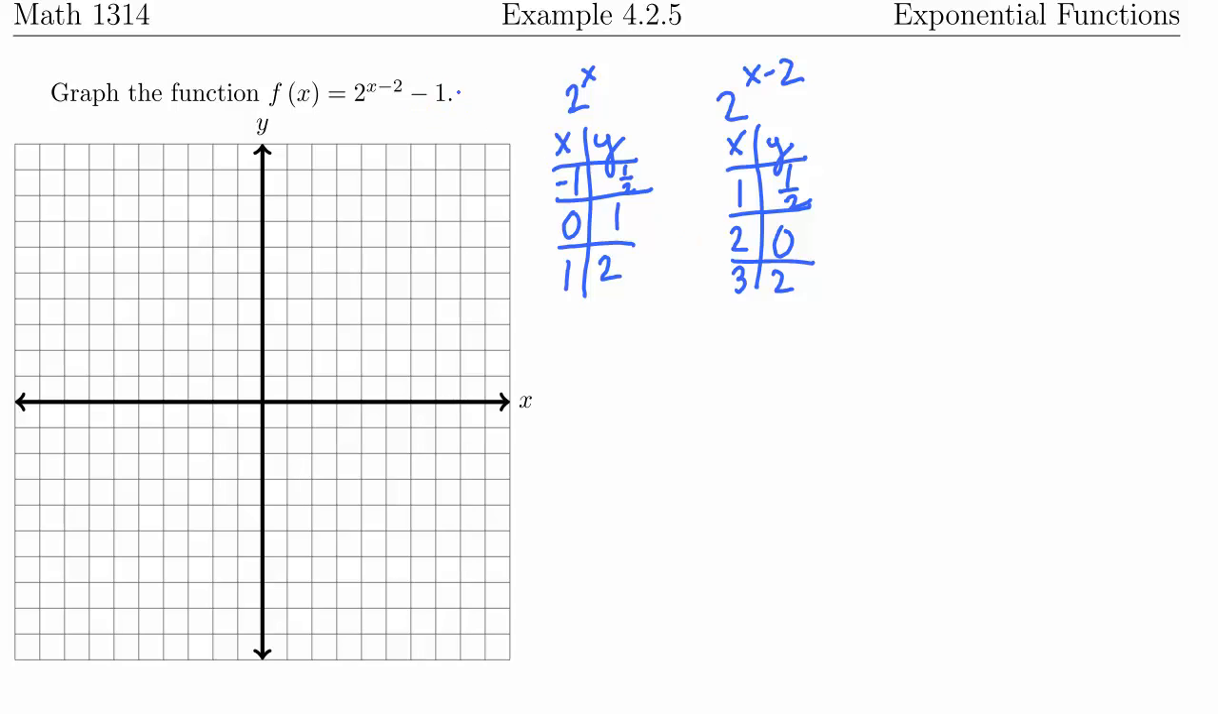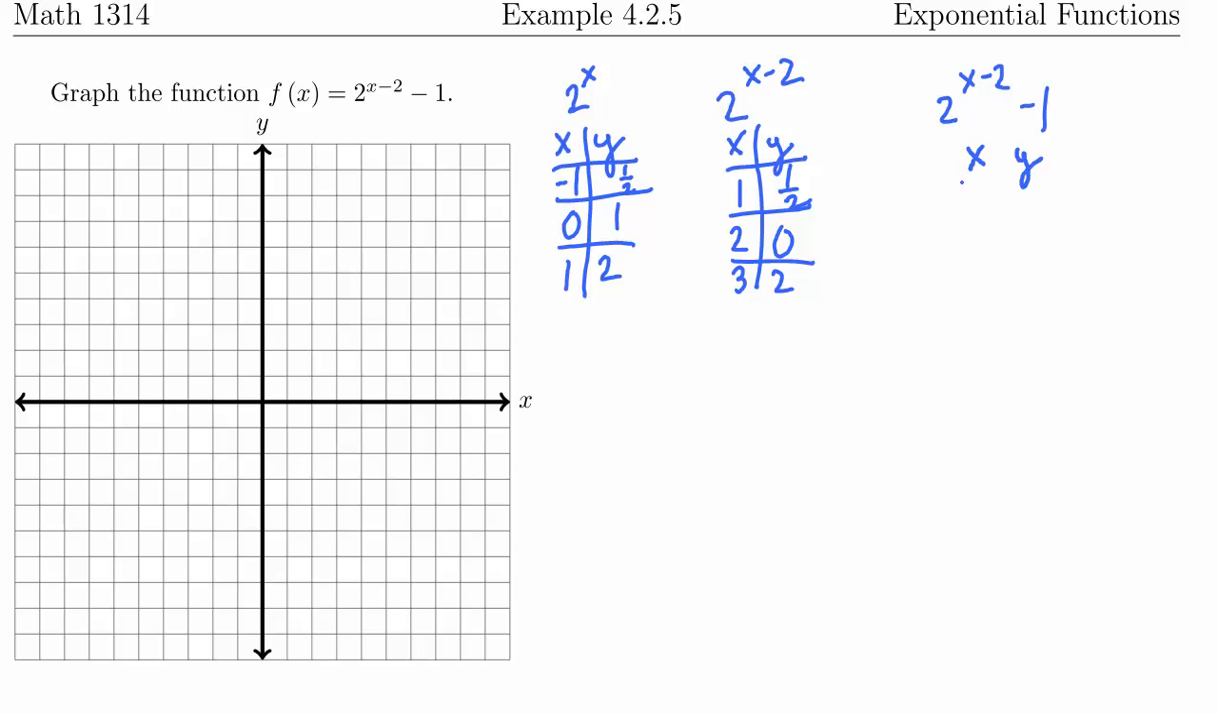Then we look at this -1. This -1 is outside of the exponent. Therefore, it's not directly associated with the x. Notice that this value moves the entire function down one unit. Therefore, you're going to take this table and subtract 1 from every y value. So this is going to give me the table for 2 to the x minus 2 minus 1.